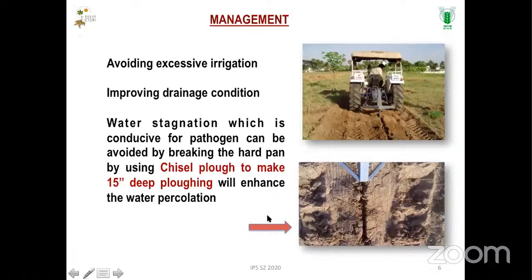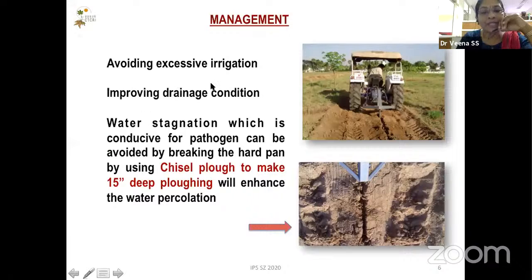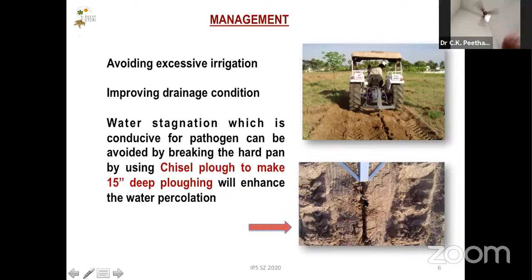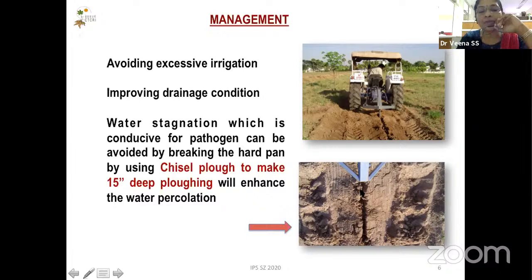Coming to the management strategy, avoiding excessive irrigation and improving drainage conditions helps a lot to reduce the population of Phytophthora. Water stagnation, which is conducive for this pathogen, can be avoided by breaking the hard pan. This is the hard pan. Using a chisel plow to make 15-inch deep plowing will enhance the water percolation and thereby reduce the pathogenicity.